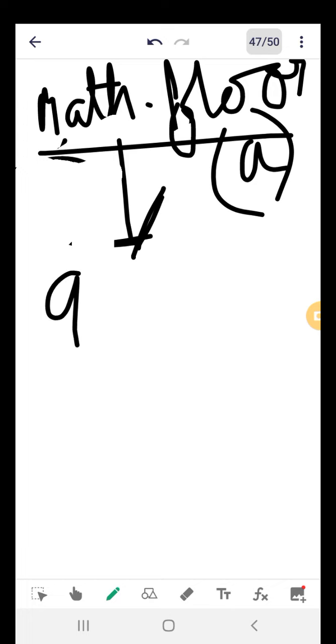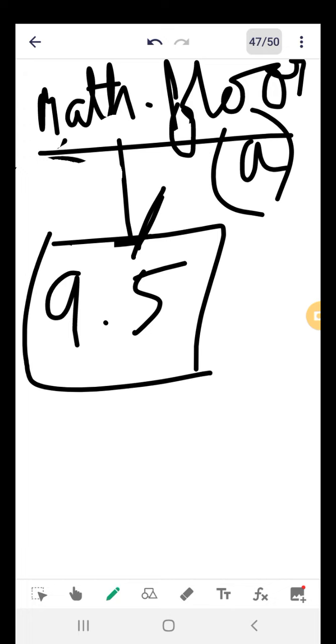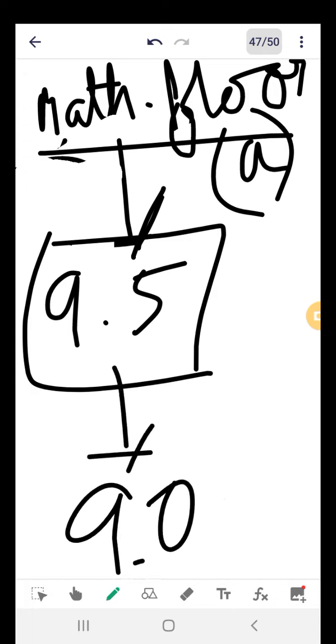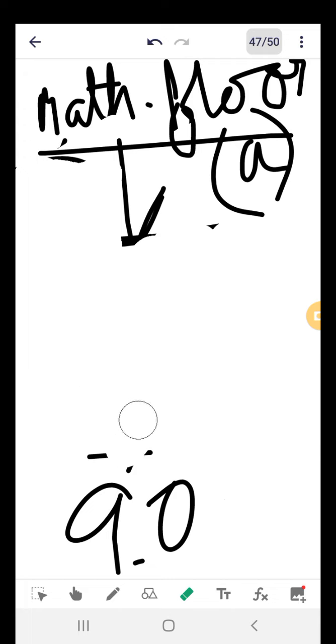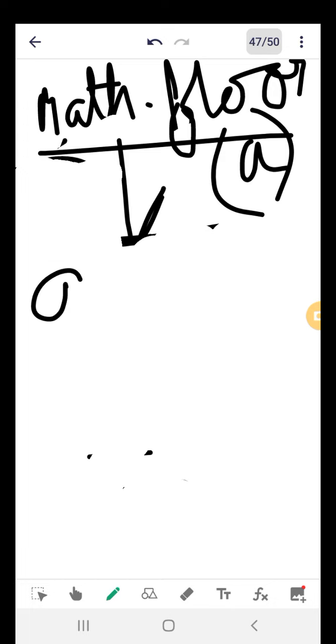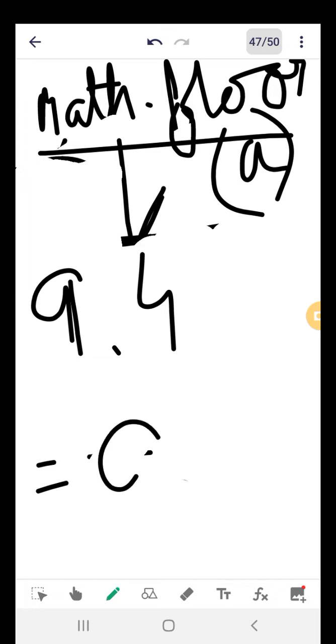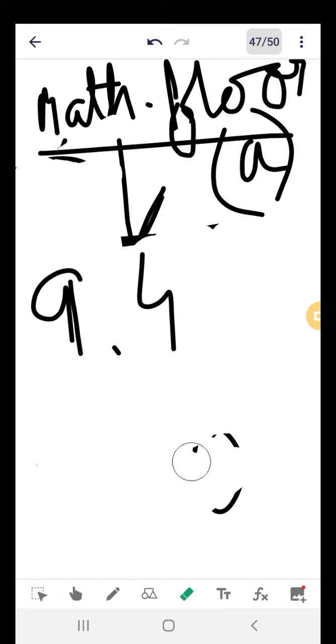Now let's take a few examples. If it is 9.5, what will it give? It will give the largest integer smaller than the argument. It will return 9.0. If it is 9.4, then what will it return? Then also it will return 9.0. Always it will be smaller. It is not round off.